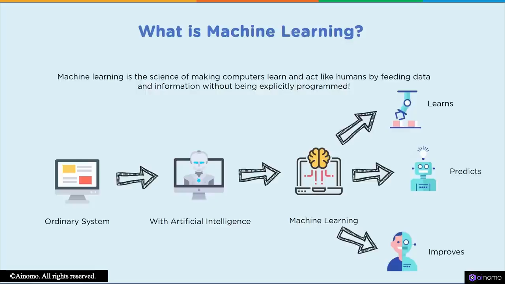We've looked at a lot of examples of machine learning, so let's see if we can give a little bit more of a concrete definition. What is machine learning? Machine learning is the science of making computers learn and act like humans by feeding data and information without being explicitly programmed. And we see here we have a nice little diagram where we have our ordinary system. Your computer, nowadays you can even run a lot of this stuff on a cell phone because cell phones have advanced so much. And then with artificial intelligence and machine learning, it now takes the data and it learns from what happened before. And then it predicts what's going to come next.